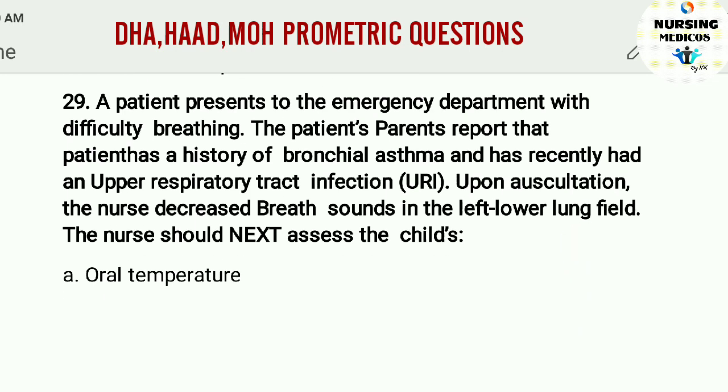Then next one is question number 29. A patient presents to the emergency department with difficulty breathing. The patient's parents report that the patient has a history of bronchial asthma and has recently had an upper respiratory tract infection. Upon auscultation, the nurse notes decreased breath sounds in the left lower lung field. The nurse should next assess the child.